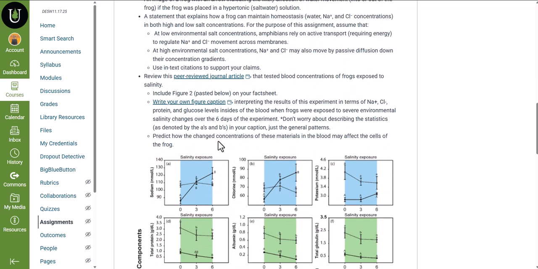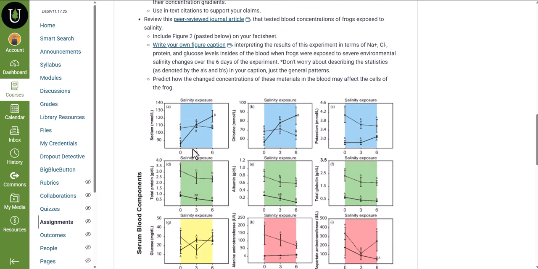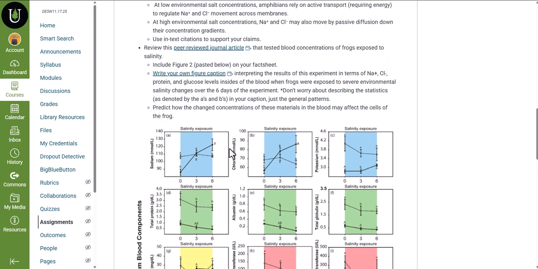Last thing you're doing here is looking at these graphs from this article. You're going to write a figure caption that explains what is happening in these graphs. You need to very specifically say what is happening. Now, one of the things it also tells you is you don't have to worry about these little A's and B's here. The little A's and B's are essentially telling you the statistical significance of each one of those points.